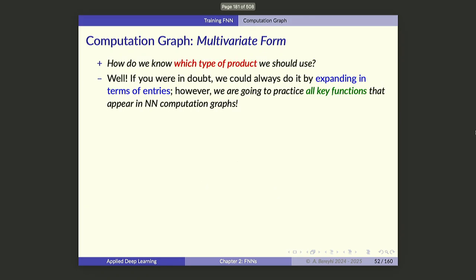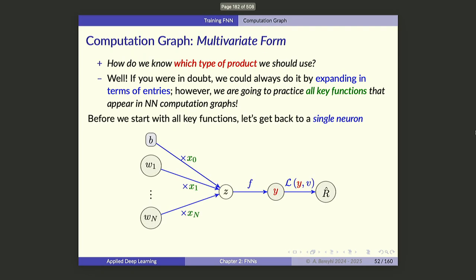OK. Let me just try it for the single neuron that we did. Let's look back at the single neuron that we did right now. So for that one, we computed the derivative of the empirical risk, the loss, with respect to every single weight, right? And then I could essentially collect everything here within one single vector.